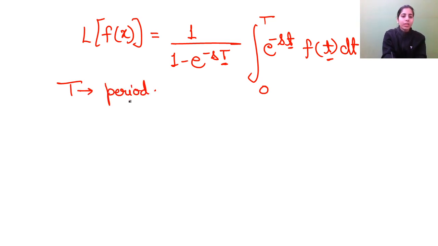And in this particular question, what is the period of the function? That's 2. Clear? Because the function is repeating itself in equal intervals of 2. Clear?